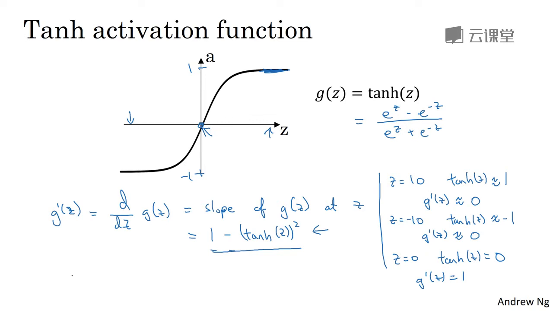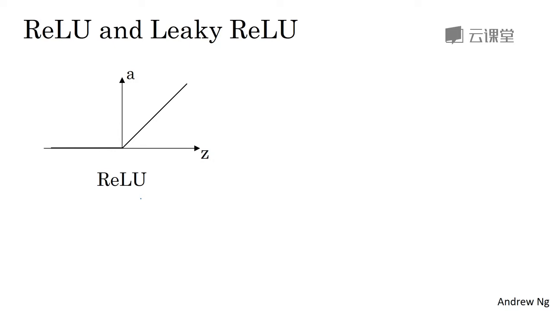So just to summarize, if a is equal to g of z, so if a is equal to this tanh of z, then the derivative g prime of z is equal to 1 minus a squared. So once again, if you've already computed the value of a, you can use this formula to very quickly compute the derivative as well. Finally, here's how you compute the derivatives for the ReLU and leaky ReLU activation functions.